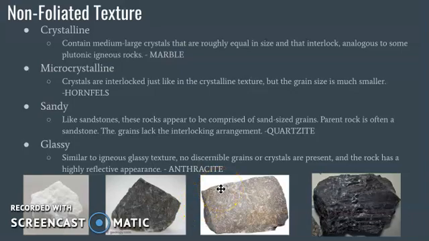And then finally, the last non-foliated texture is glassy. Glassy is similar to the igneous glassy texture, so there are no discernible grains or crystals present. And the rock has a highly reflective appearance. An example of this is anthracite, which is the final image on the slide.